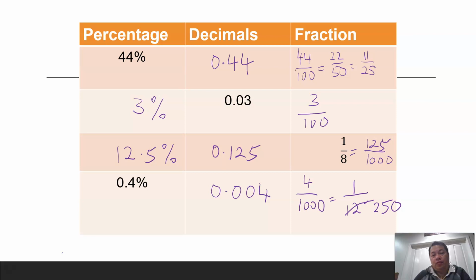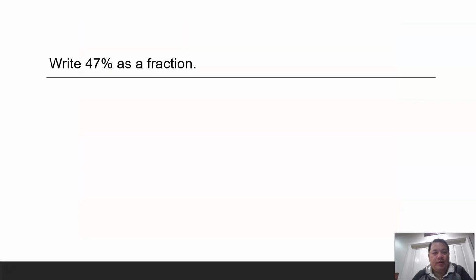Okay, for those who want to capture this, you may just want to take a screenshot of it and you can revise it again later. Okay, moving on. They say write 47% as a fraction. In order for us to convert this into a fraction, again it is 47 out of 100. Is that the simplest form? Yes, 47 is a prime number. Therefore, this is the fraction that you get when you convert 47% into a fraction.